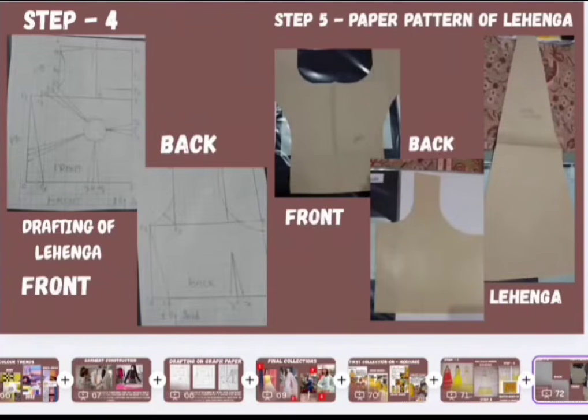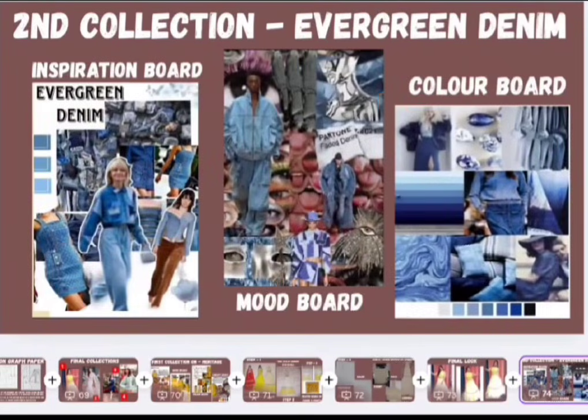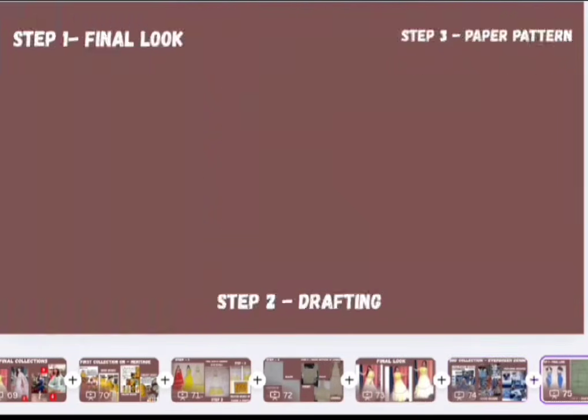Now here is step 4, which is drafting of lehenga on graph paper, with proper blouse drafting and lehenga drafting, paper pattern of lehenga, and the final look of my Rajasthani lehenga with a modern touch. Now, the second topic is evergreen denim, using inspiration board, mood board, and a color board.